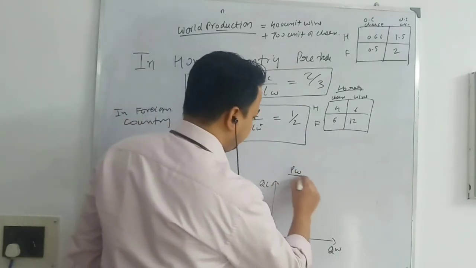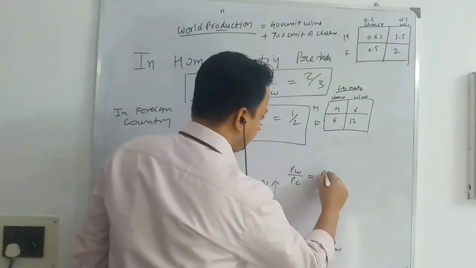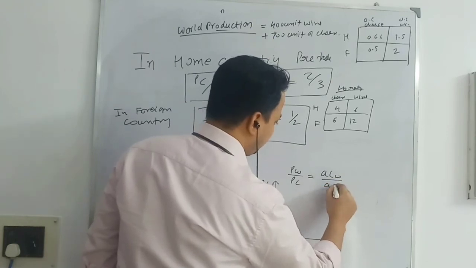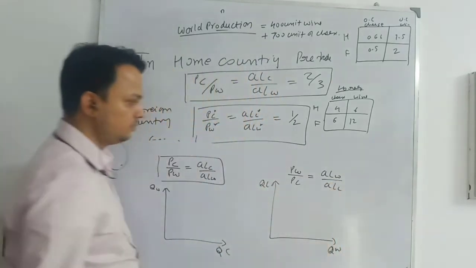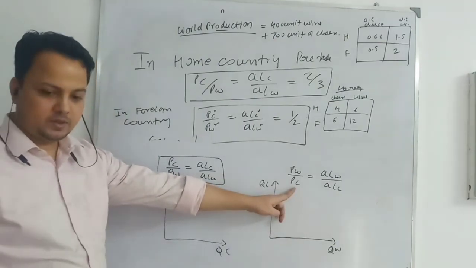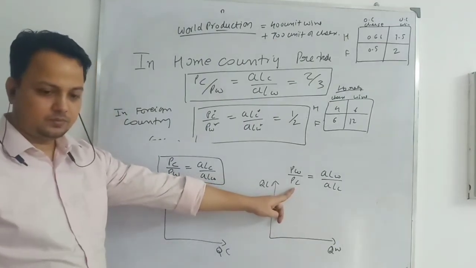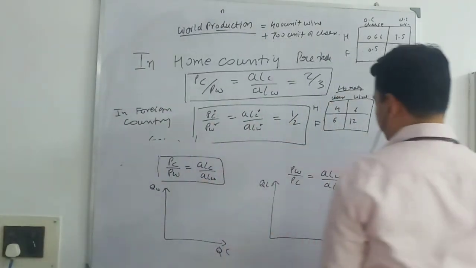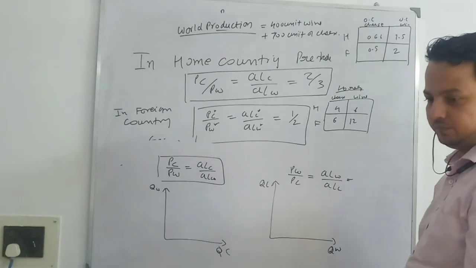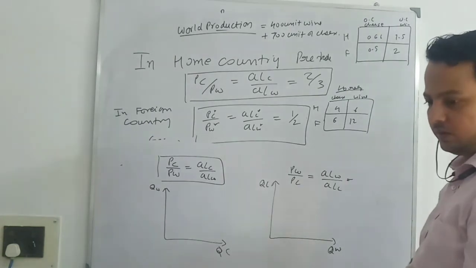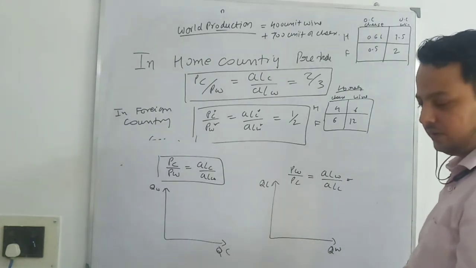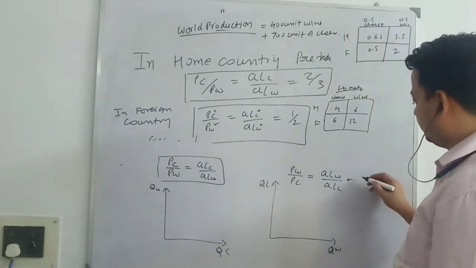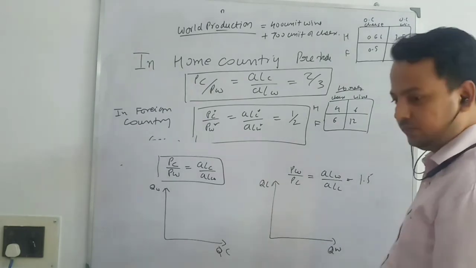The relative price of wine must be equal to the relative cost of producing wine, the opportunity cost of producing wine. This manipulation is clear to everyone? And this will be equal to how much? Anyone? Three by 2 is 1.5. Very good.